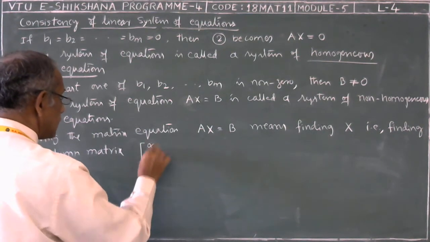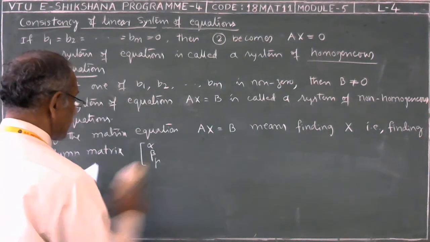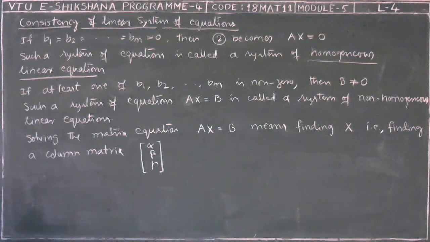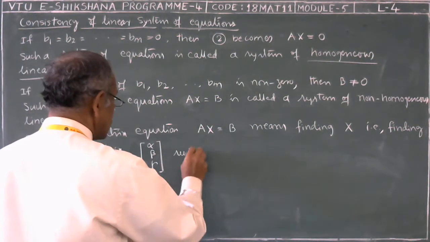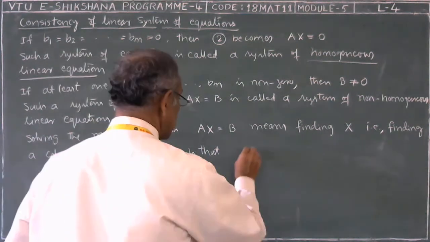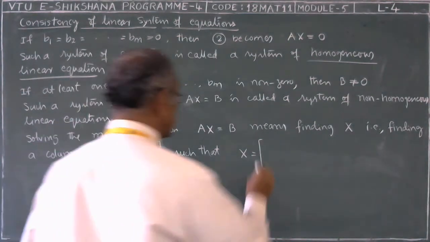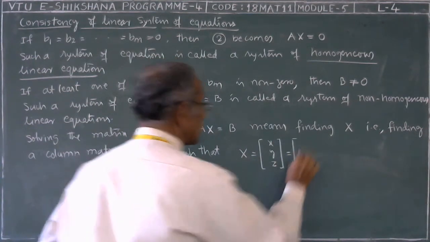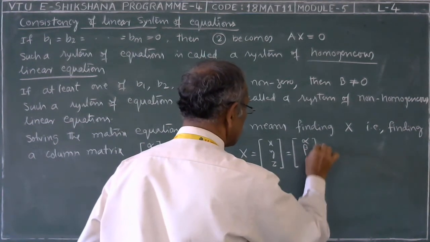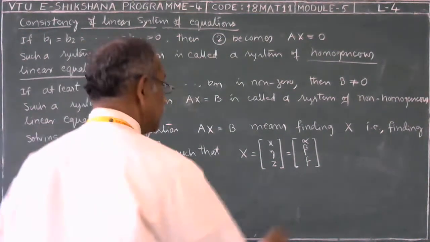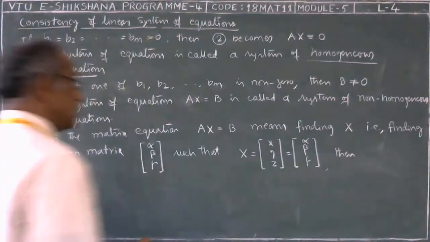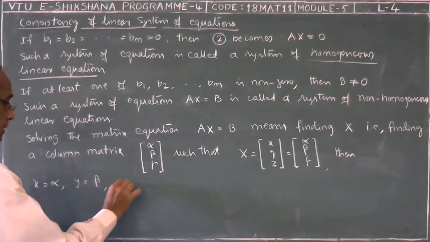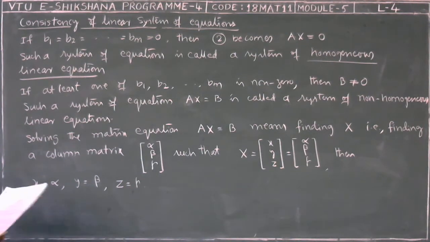Let us say alpha, beta, gamma. Finding a column matrix alpha, beta, gamma such that x, taking the unknowns x, y, z, is equal to alpha, beta, gamma. Then x is equal to alpha, y is equal to beta, z is equal to gamma.